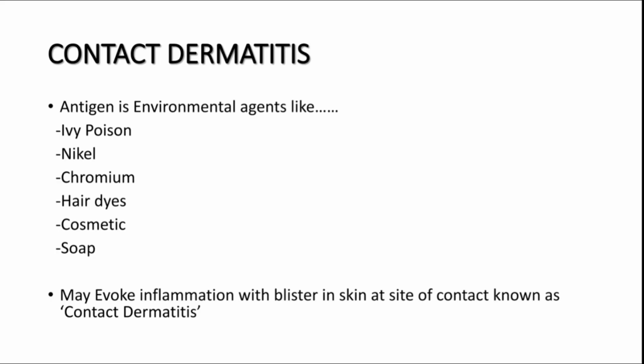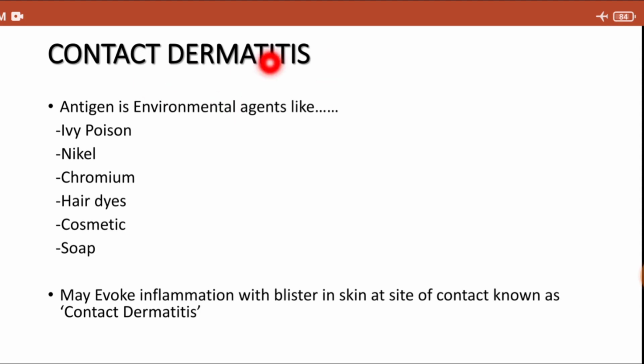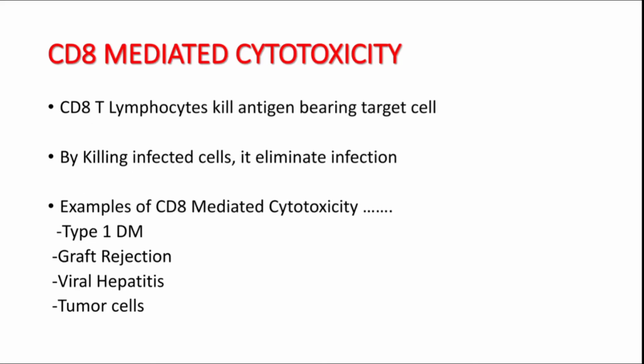All right. Third example of CD4 mediated hypersensitivity is contact dermatitis. So certain environmental agents like that of ivy poison, nickel, chromium, certain dyes, cosmetics or soap, whenever the person will be in contact with these substances, it can evoke an inflammation in the skin. So in the skin there can be formation of blister with redness, right? Which is known by the name contact dermatitis. Here the lesion is present in the skin, that's why it is known by the name contact dermatitis. All right, so this was all about the CD4 T lymphocyte mediated type 4 hypersensitivity.